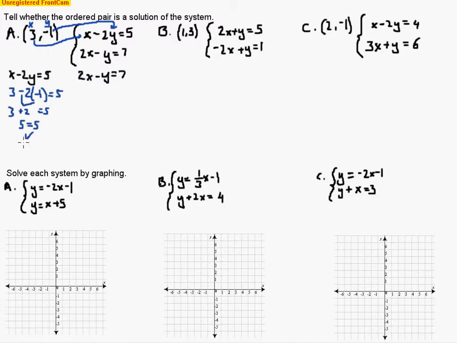And so that works. Now we can't say it's a solution of the system yet, because we have to make sure it works with both equations. And so I'll do the same sort of thing. I'm going to take the 3 and -1 and put them into these two variables. So here I have 2 multiplied by 3 minus -1. Notice that it's a minus y. Well, y is -1, so it's minus negative. And it should all equal 7 at the end.